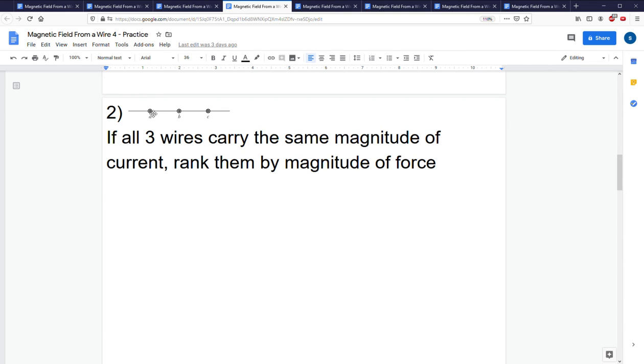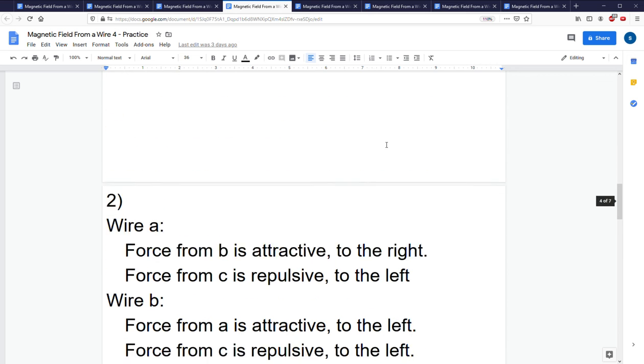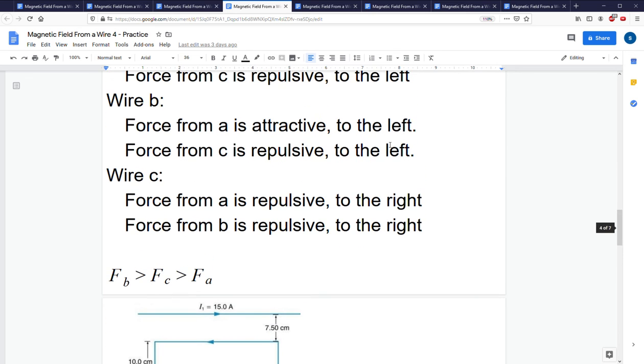Between A and C, A is pushed to the right by B and to the left by C, whereas C is pushed to the right by both A and B. If these distances are the same, which it looks like they are, that means that the total force on C will be bigger than on A, because those 2 pieces of force work together, whereas for A, they work against each other. So the total ranking should be B is greater than C is greater than A.